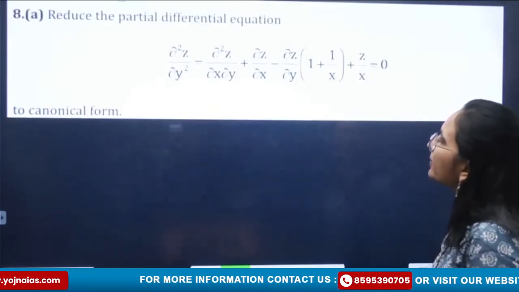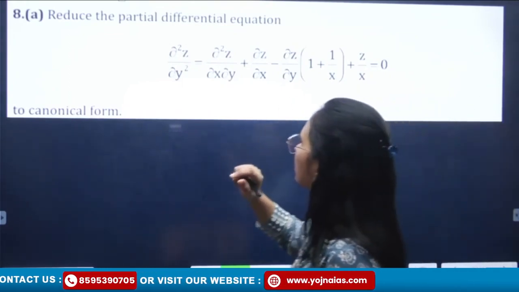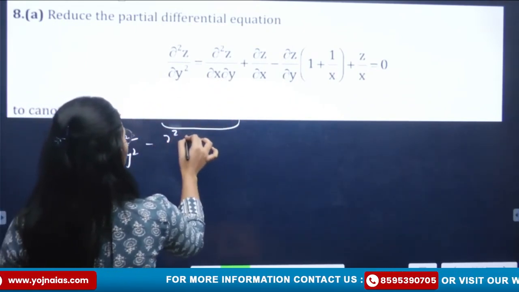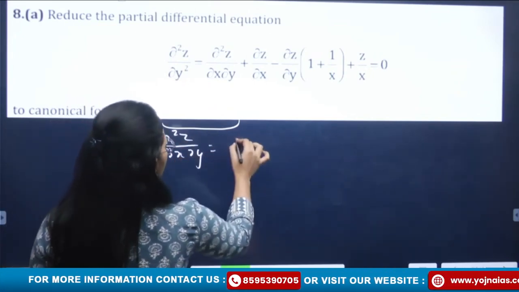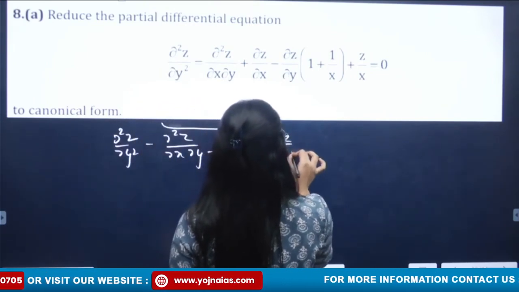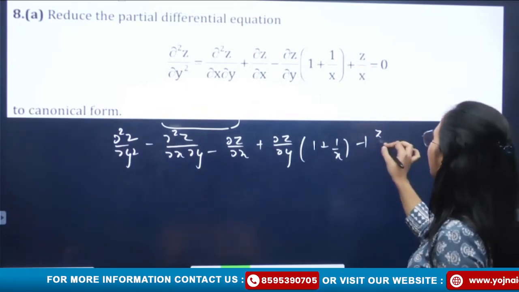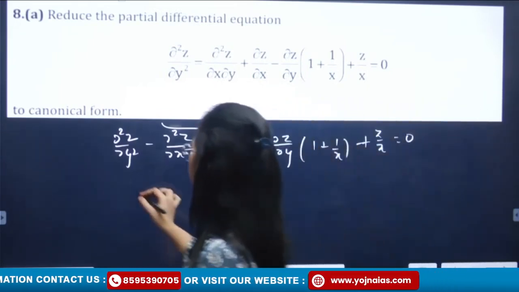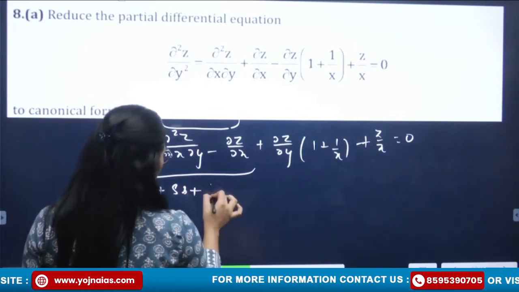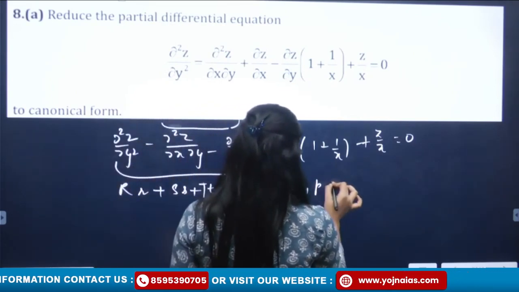Next, reduce the partial differential equation to canonical form. How would you reduce it? First, we need to write it in the proper format. This is going to be ∂²z/∂y² minus ∂²z/∂x∂y, and this is ∂z/∂y minus ∂z/∂x plus ∂z/∂y plus 1/x plus z/x equal to 0. Hence we compare this with Rr + Ss + Tt + f(x,y,z,p,q) = 0.